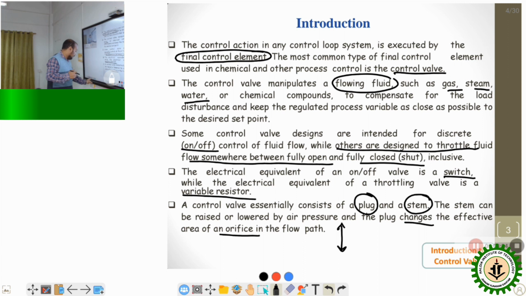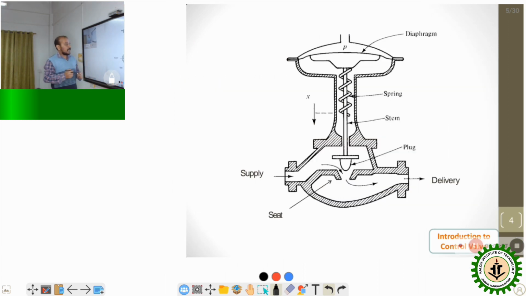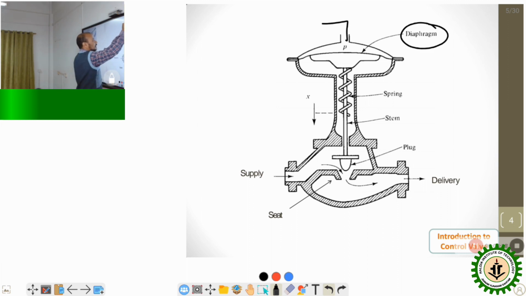So this is the diagram of a typical control valve. The control valve consists first of the diaphragm. The diaphragm takes care of the air pressure which is given to the pneumatic control valve, mostly a 3 to 15 psi air pressure signal. After that we have a spring arrangement to move the stem. This particular structure is called the stem, the stem is located with the spring, and at the bottommost part of the stem we have a plug. This area we can call the orifice.